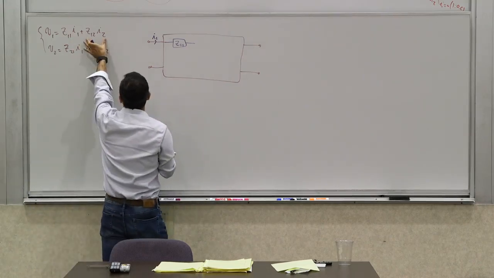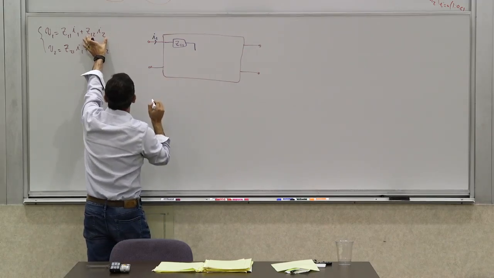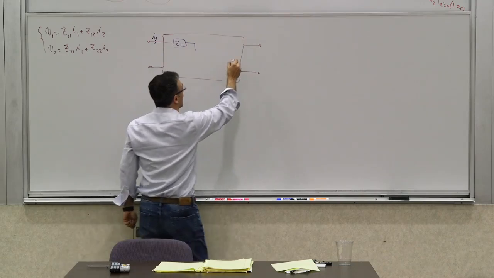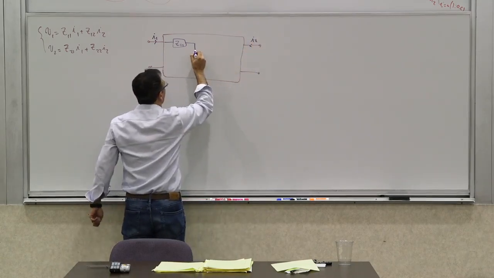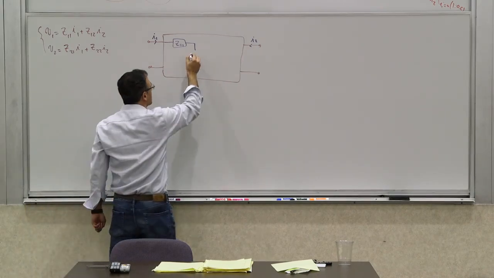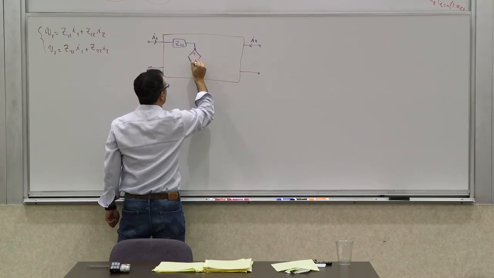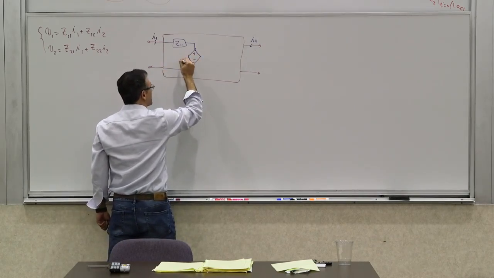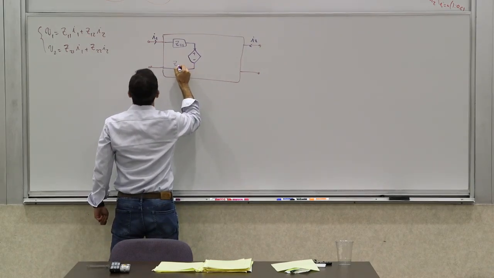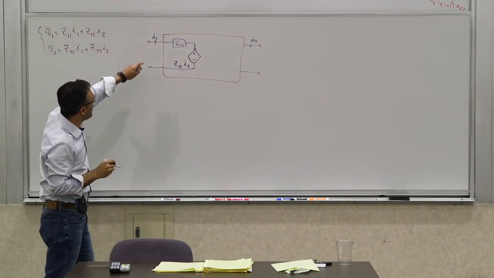Now, I need to have something else to produce this term, right? I need another voltage to be generated like this. But now this voltage is dependent on a current of the other port, on the current of this port, I2. So what kind of element would do that? It would be a dependent voltage source, because you're trying to generate a voltage. So this will have to be a Z12 I2.